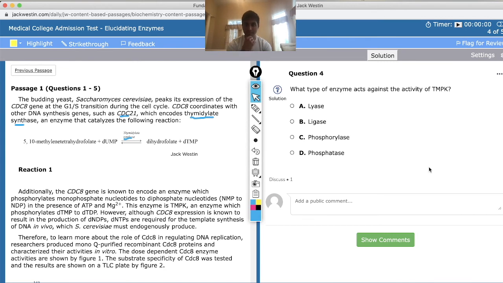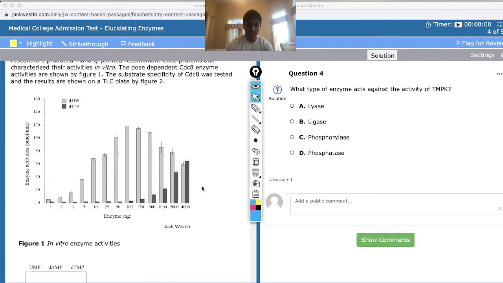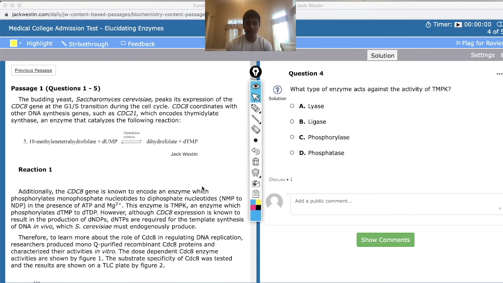What type of enzyme acts against the activity of TMP kinase? So remember, TMP kinase is adding a phosphate group to the monophosphate. So MP stands for monophosphate, to make a diphosphate. So an opposite activity would be something that removes a phosphate, and that is the phosphatase. So that's going to be the correct answer there, because phosphatase removes a phosphate, whereas a kinase adds a phosphate. So phosphatase is going to be the opposite.